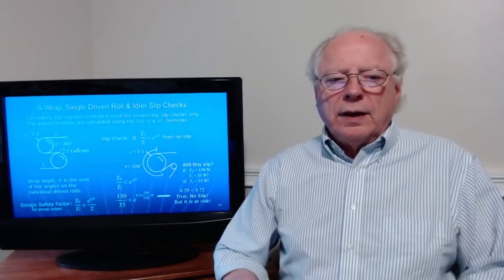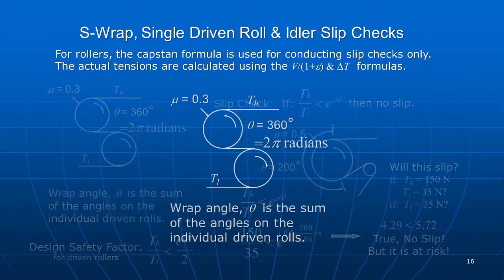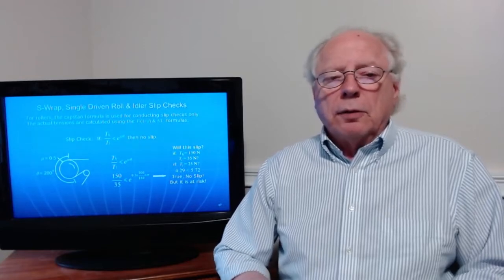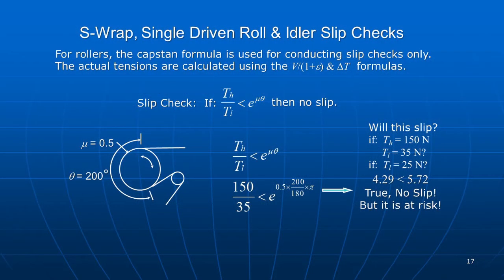Some examples of this in this slide. If we look at the S-wrap, just an example here, we have two driven rollers traveling the same speed with the same coefficient of friction. To get the wrap angle, you can add the wrap angles of the two individual rollers. So here we've got 180 degrees plus 180 degrees, 360 degrees of wrap, so theta is equal to 2 pi radians. If we look at a single driven roller, of course you can use an idler to enhance the wrap on this past 180 degrees.